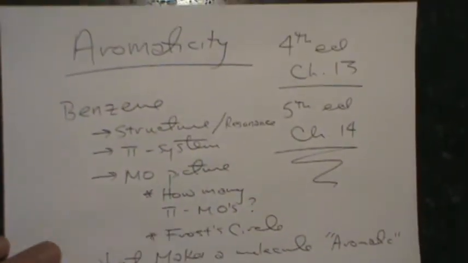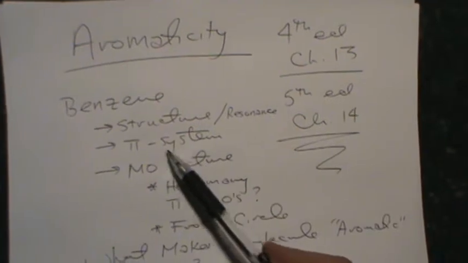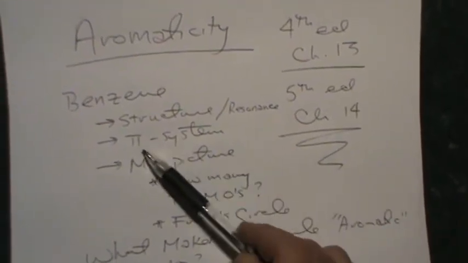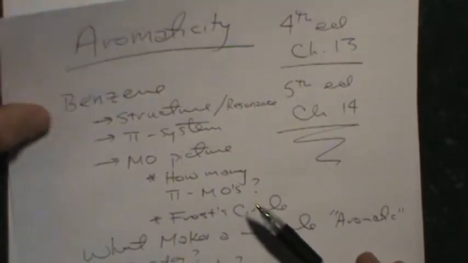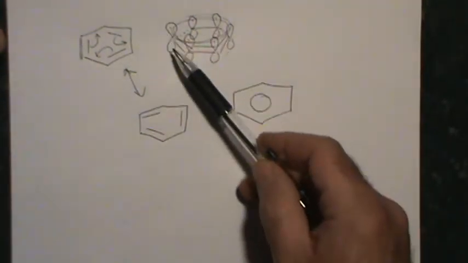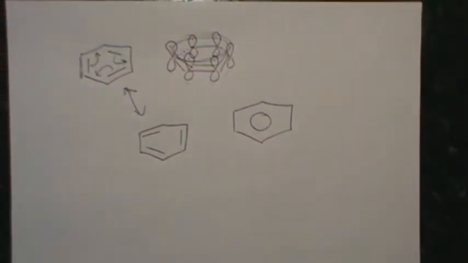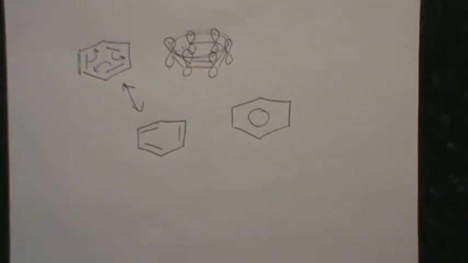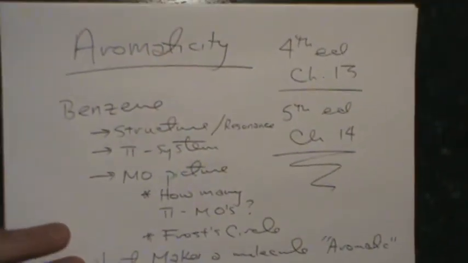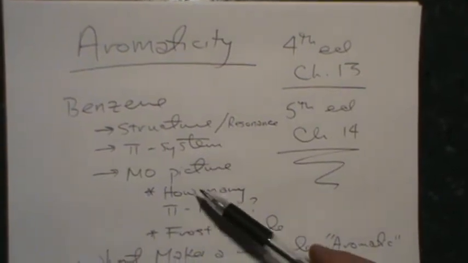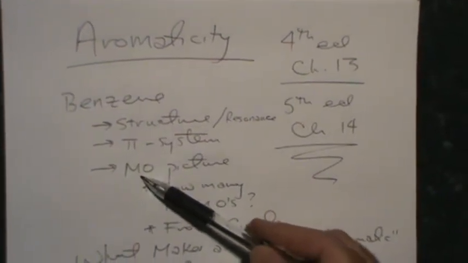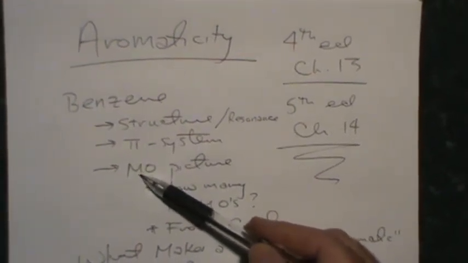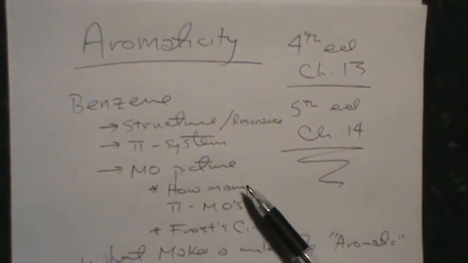But really, aromaticity is all about the pi system. The pi system is basically the collection of atomic 2p orbitals which go to form these pi bonds on benzene. We need to understand this pi system a little bit better, and so we need to talk about the pi molecular orbitals. MO here stands for molecular orbital.